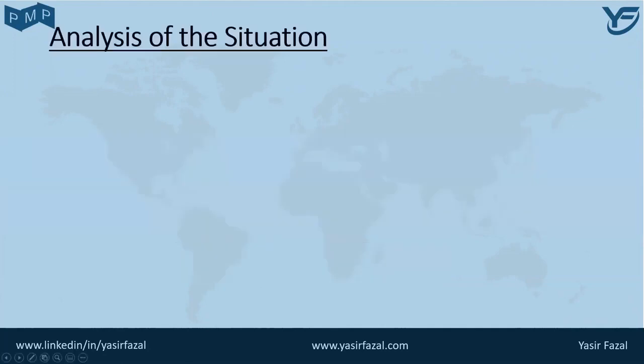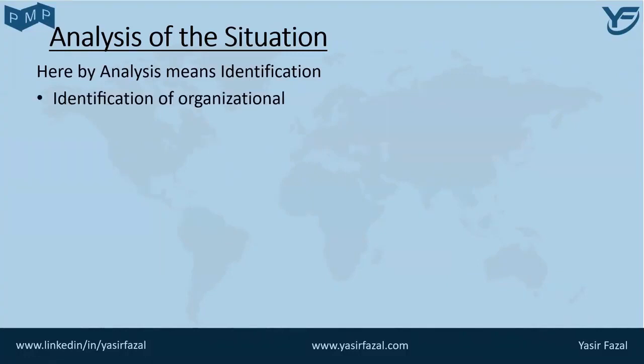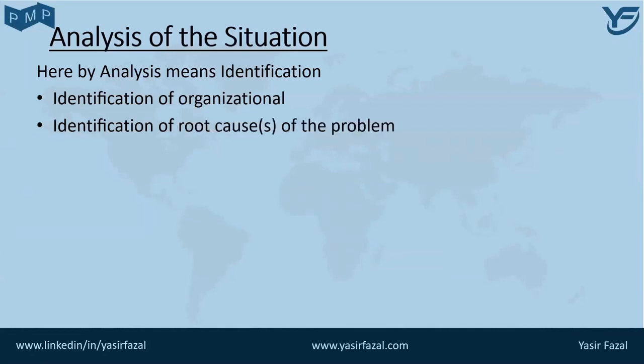Analysis of the situation means that we need to identify the various causes that are related to the business cases. The first one is identification of organizational strategies, goals, and objectives. Then identification of root causes of the problem or main contributors of an opportunity. Then we need to do the gap analysis of capabilities needed for the project versus existing capabilities of the organization.